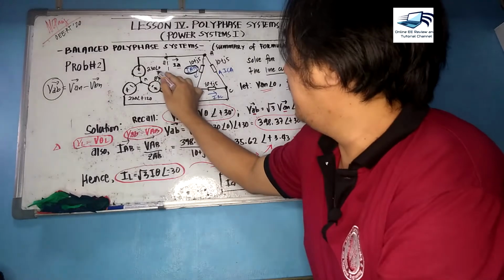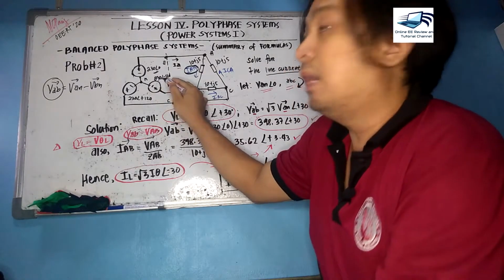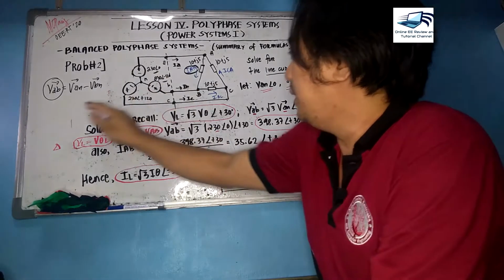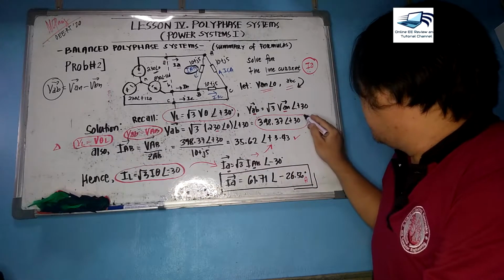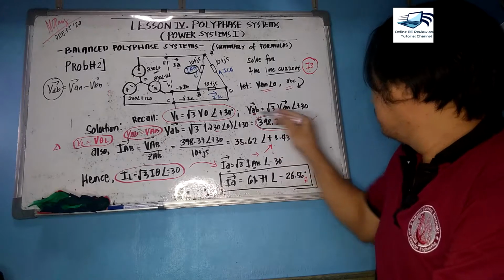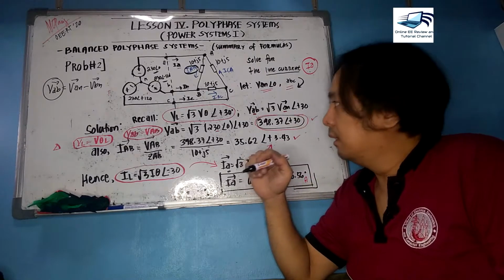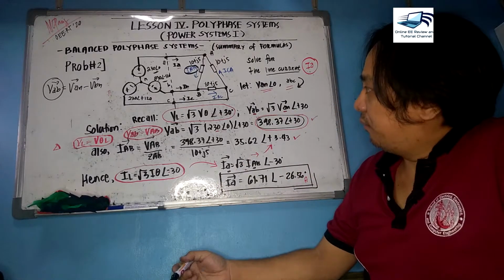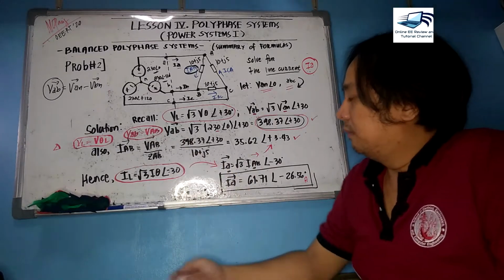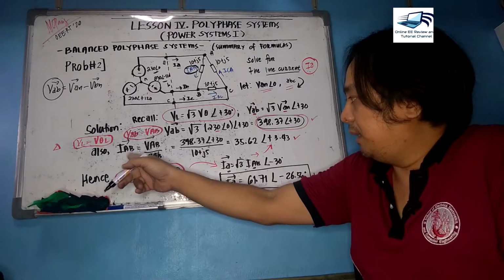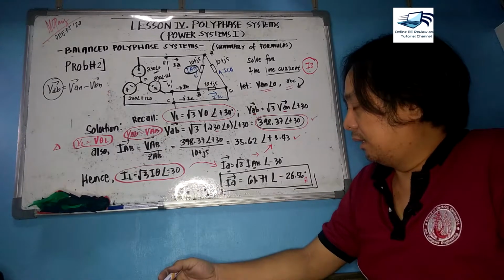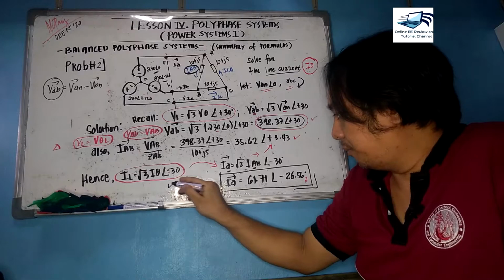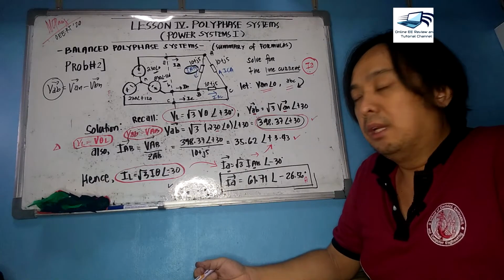Since you have your VAN as 230, deduct or minus 120, you get VAB. So you will have the same result here. And then from there, you can solve the phase current at IAB and then use the relationship of this, and then you can now get IA.